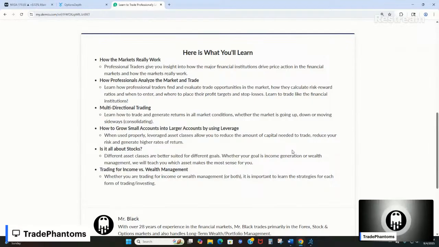VWAP reclaim on SPYs. Is it going to fall through? We'll see, pay to find out. Make sure you get your TPs. Don't be greedy today. That's that.